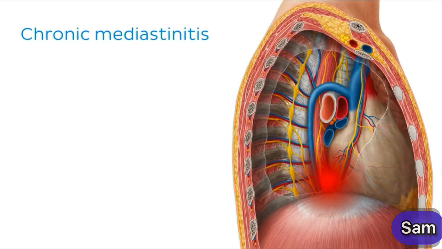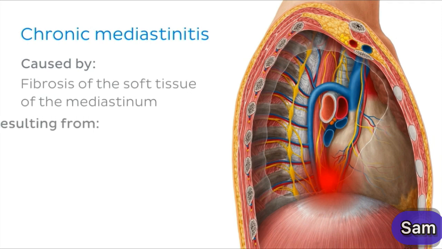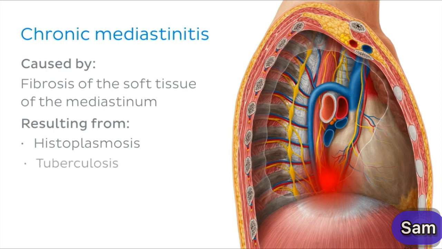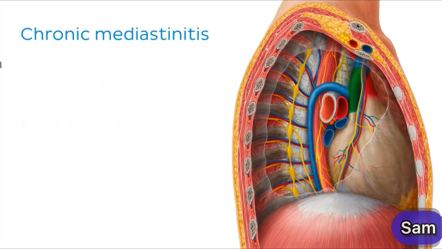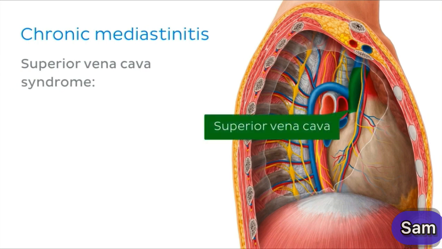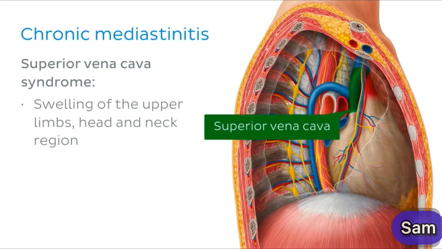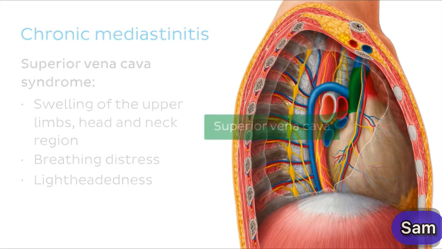Chronic mediastinitis is caused by fibrosis of the soft tissue of the mediastinum, resulting from immune-related diseases such as histoplasmosis and tuberculosis. And this can cause constriction or obstruction of airways or vessels of the mediastinum, for example, superior vena cava syndrome, which causes swelling of the upper limbs, the head and the neck region, as well as breathing distress and lightheadedness. And with that, we've reached the end of our tutorial on the mediastinum.